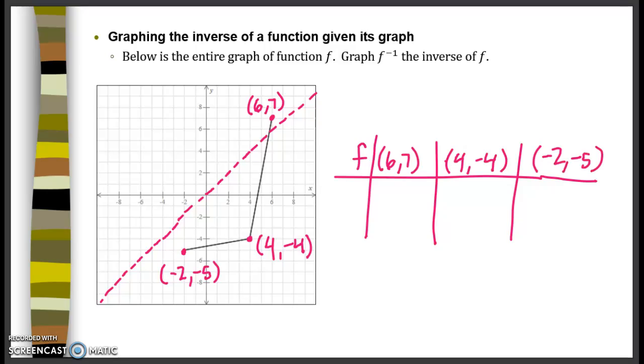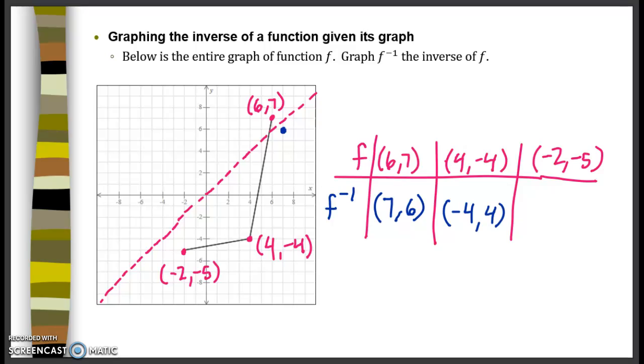Okay. Now, when I go to draw f inverse, all these points are going to be reflected over the line y equals x. So I swap my x's and my y's. So I should have a point at 7, 6. 7, 6 is here. Can you see how this point 6, 7 is reflected across that line y equals x and becomes 7, 6? The next point is going to be negative 4, 4.